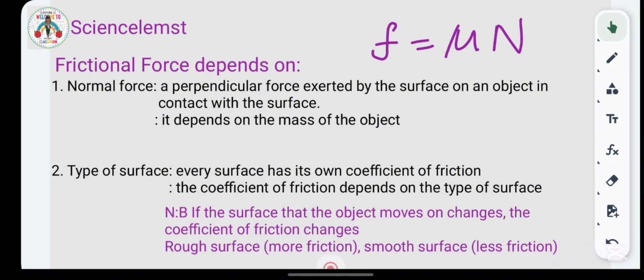Okay, so with that understanding, it's clear to see that if the surface that the object moves on changes, it means the coefficient of friction also does what? It also changes.